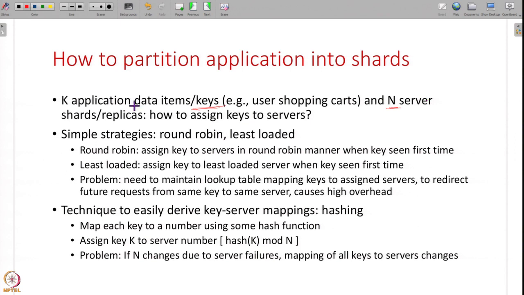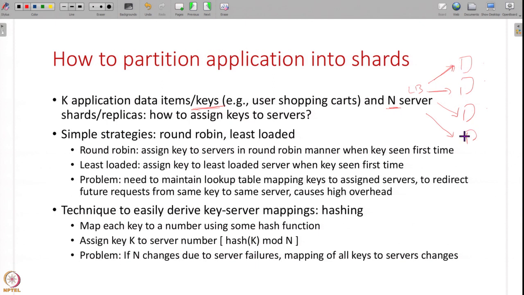What are the various ways in which you can assign this application information to the various servers? You have to of course partition. Only then, across these n servers, if you give some keys here, some shopping carts here, some shopping carts here, some shopping carts here, then the load balancer can redirect traffic of these shopping carts to this server. It can partition the traffic, and you can have horizontal scaling.